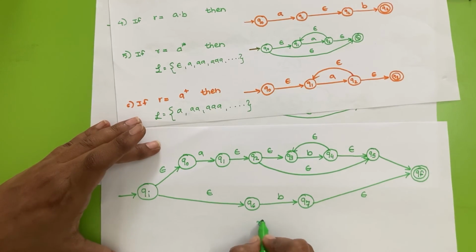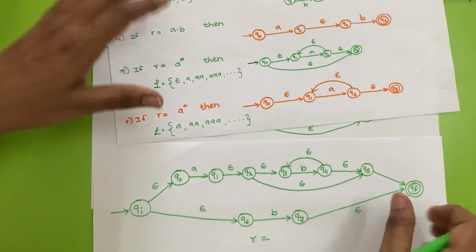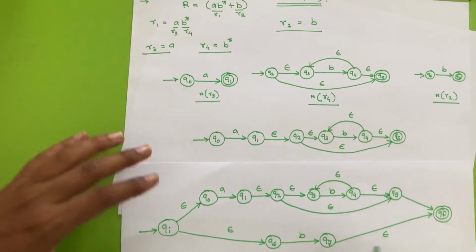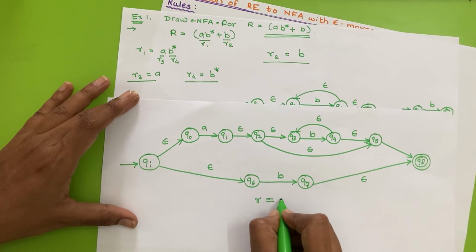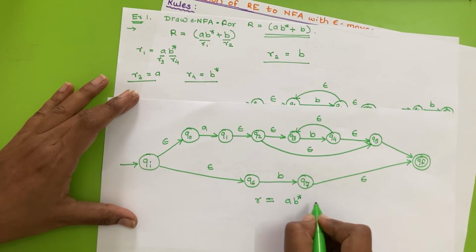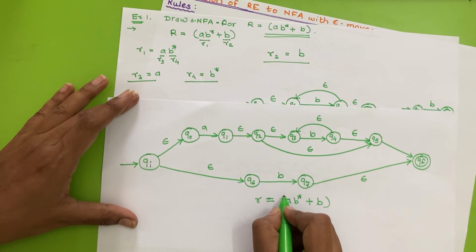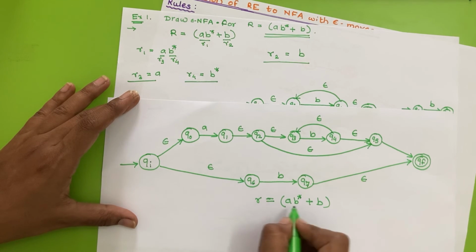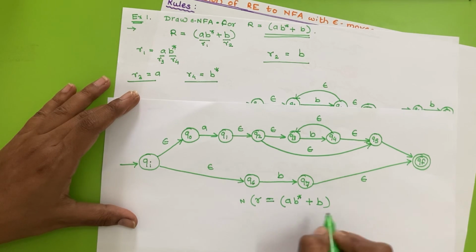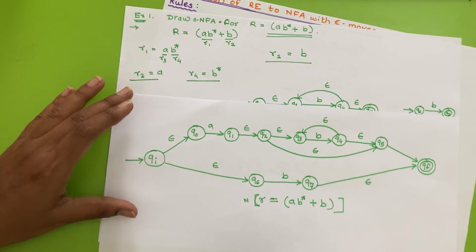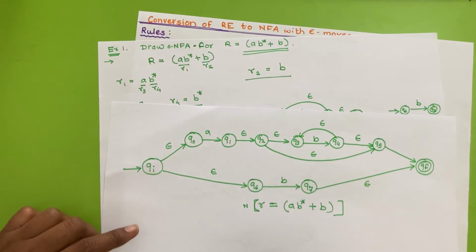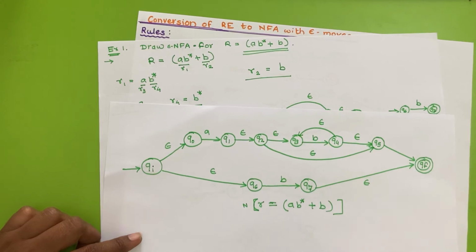So this is the diagram for R equal to A, B star plus B. This is the NFA with empty moves for R equal to A, B star plus B.